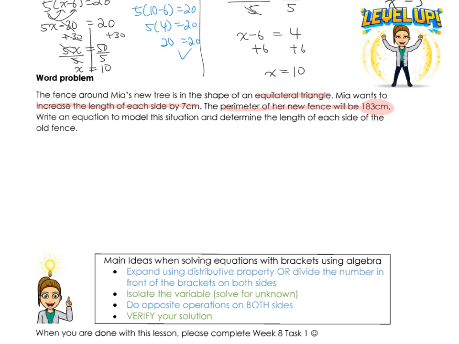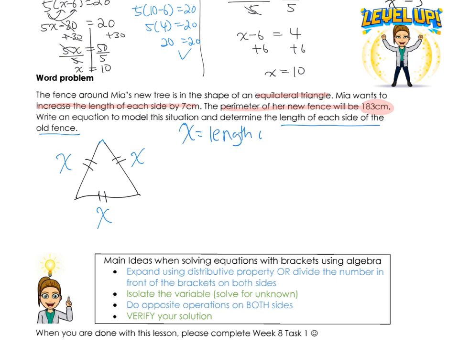Write an equation to model the situation and then determine the length of each side of the old fence, okay? All right, so we can draw an equilateral triangle. Remember, in equilateral triangles, all 3 sides are the same. What we don't know in this question is the length of each side of the old fence. So if this is our old fence, let's say each length was x, because that's what we don't know. So we're going to say x is equal to the length of each side of the old fence.